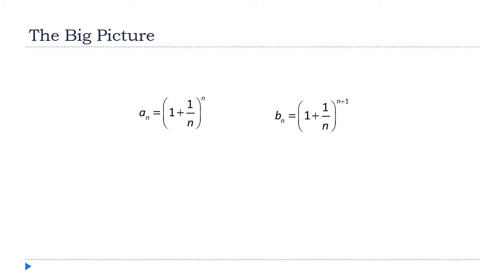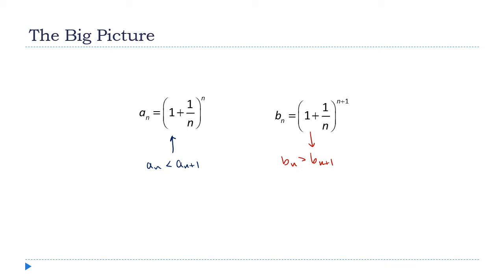First, I'm going to prove that this sequence is strictly increasing. That is, a sub n is less than a sub n plus 1 for every n. Then I'm going to prove that this sequence is decreasing, which is the opposite. I'm going to show that b sub n is greater than b sub n plus 1 for every value of n. All right, that's the second thing.